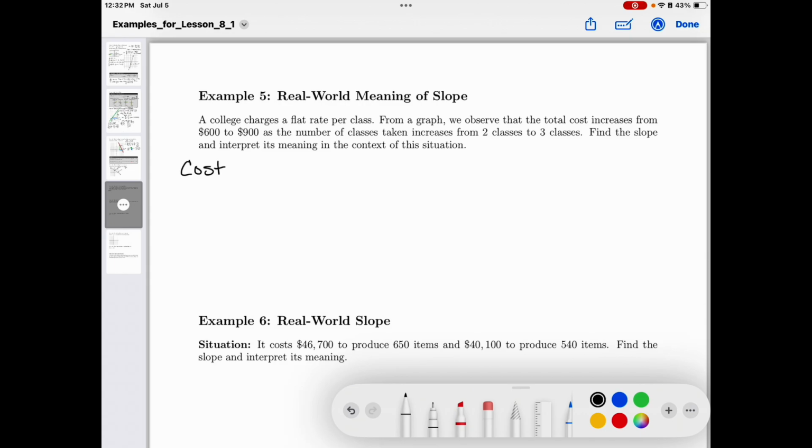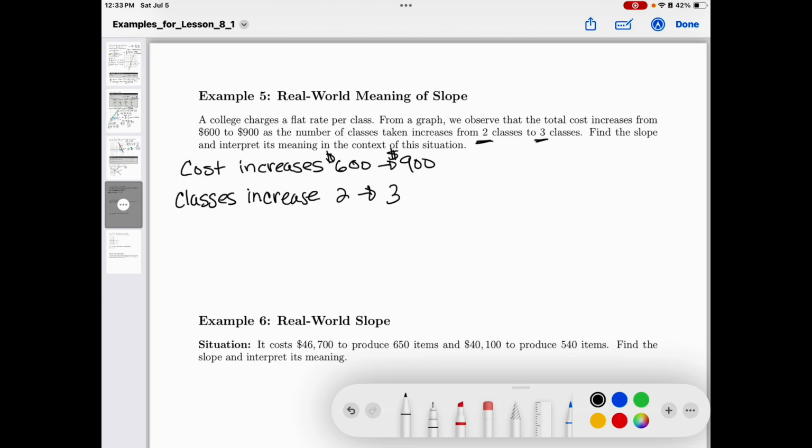The cost increases from 600 to 900 as the number of classes taken increases from 2 to 3 classes. So the classes would increase 2 to 3. We're going to find the slope and interpret the meaning in the context of this situation.